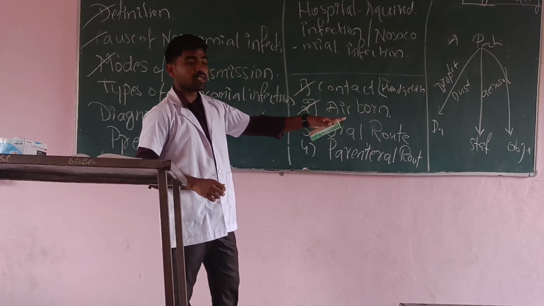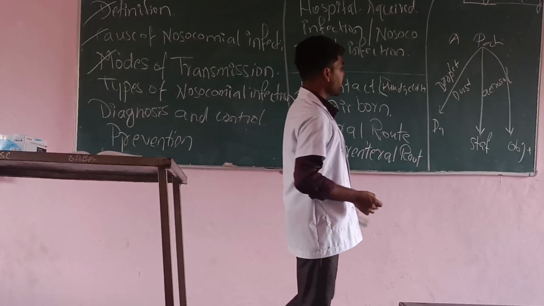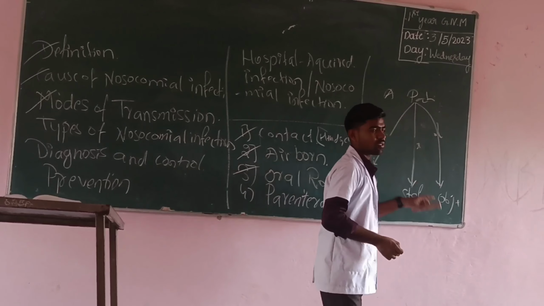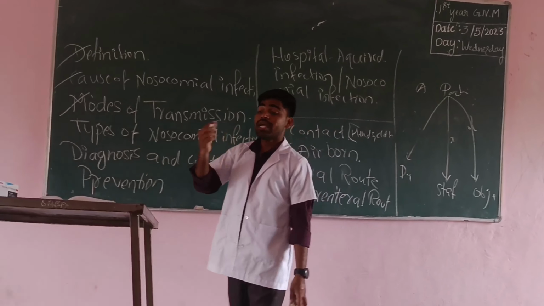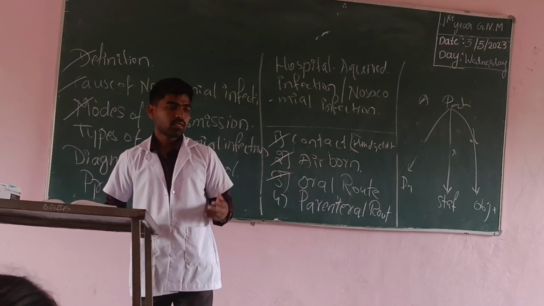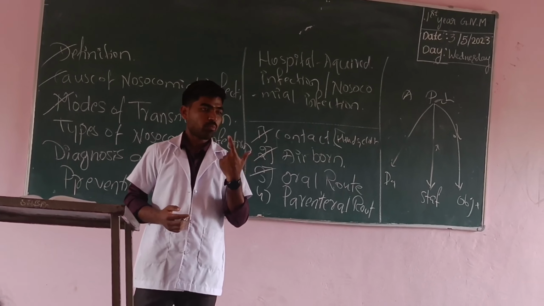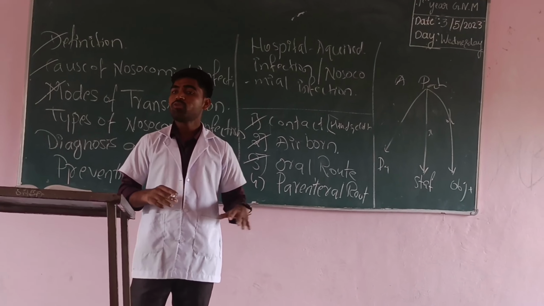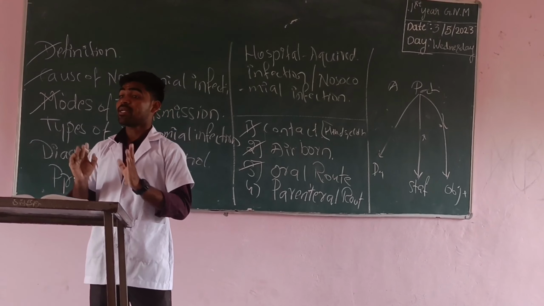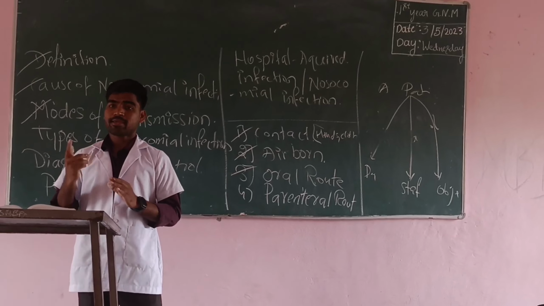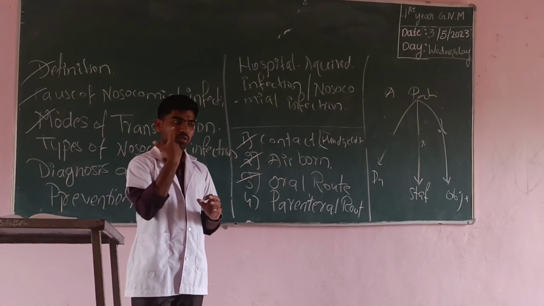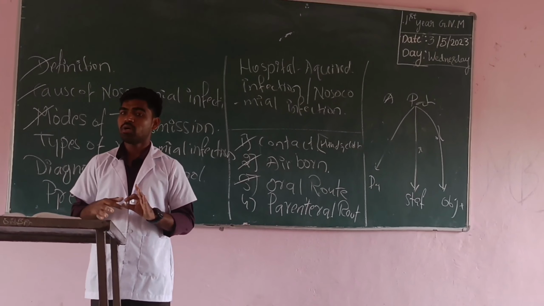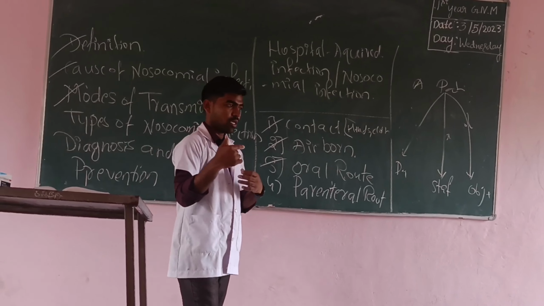Next is the parenteral route. What is the parenteral route? Parenteral route is nothing but outside the alimentary canal. Except the mouth, all other routes we consider parenteral. Understand? Except mouth, all the remaining routes are parenteral. How? Skin is parenteral.